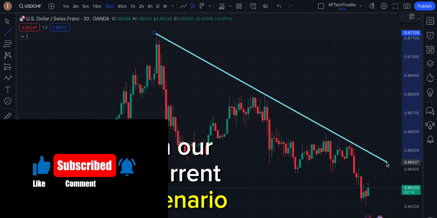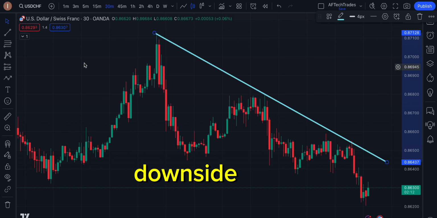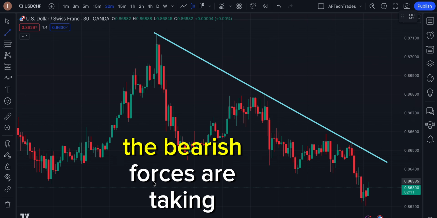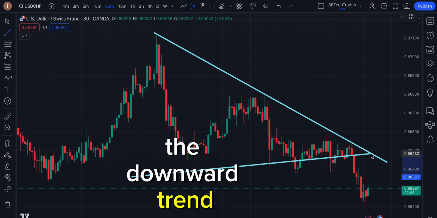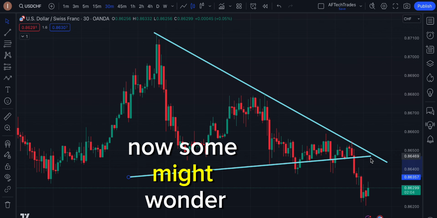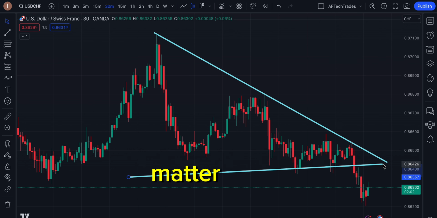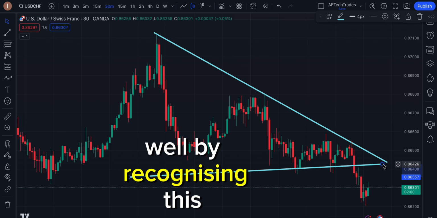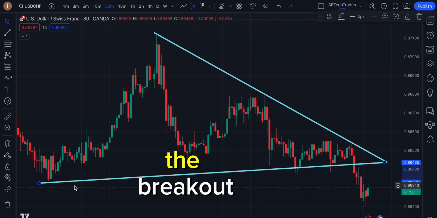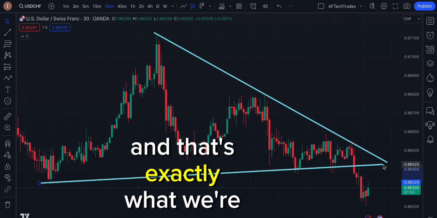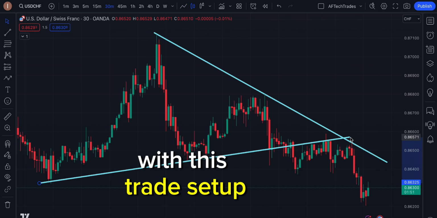In our current scenario, the breakout is to the downside. This tells us that the bearish forces are taking control, which could lead to a continuation of the downward trend. Now, some might wonder, why does this pattern matter? Well, by recognizing this pattern early, you can position yourself to ride the wave of momentum that follows the breakout. And that's exactly what we're aiming to do with this trade setup.